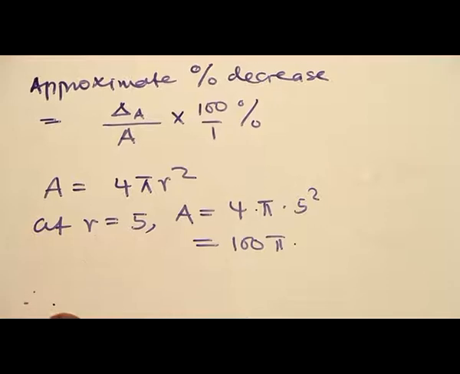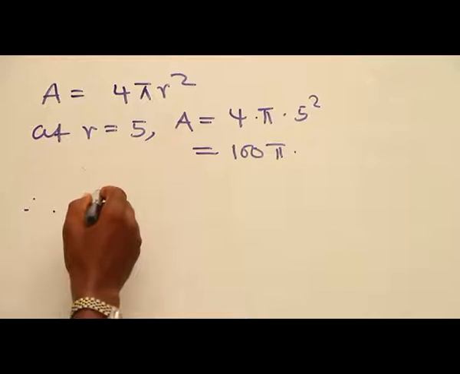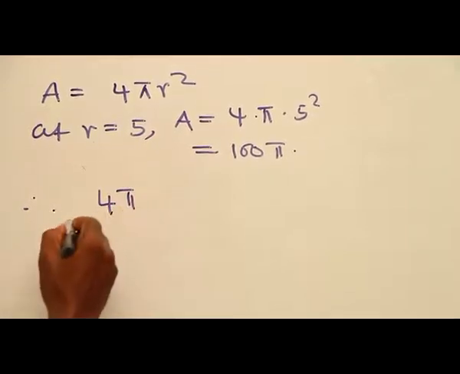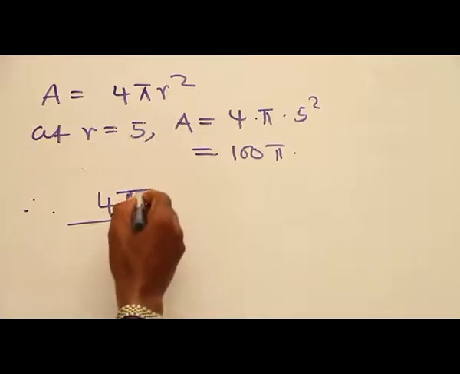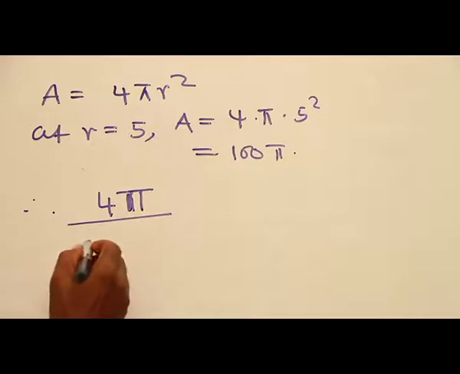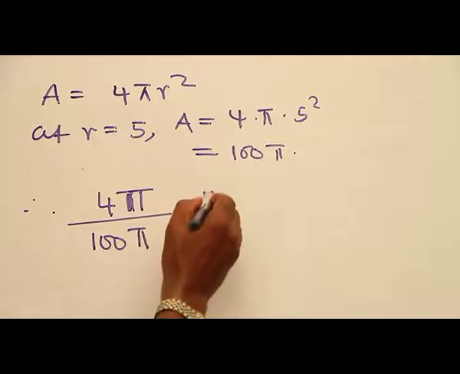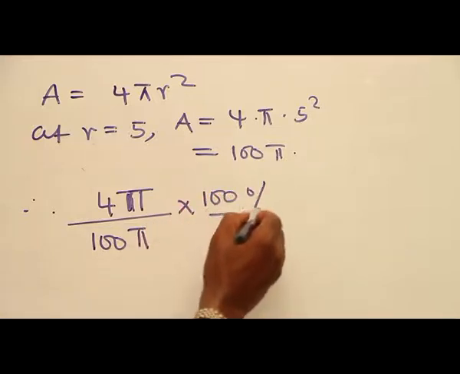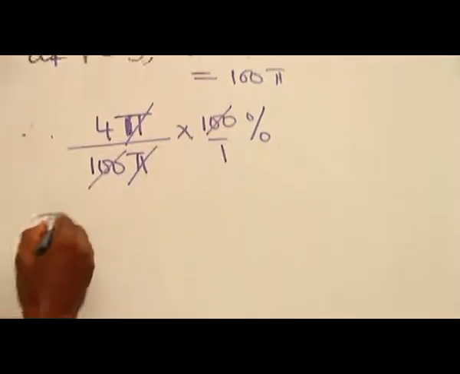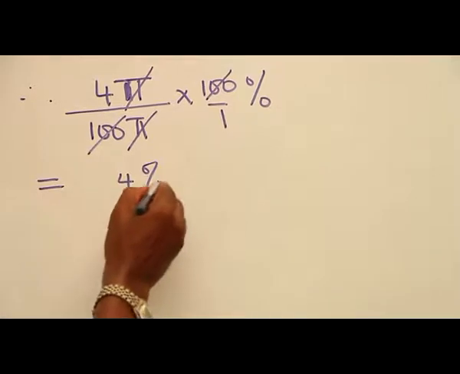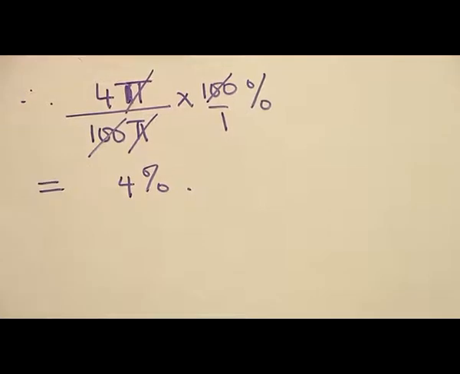Therefore, the percentage decrease is your delta A, which is 4 pi all over A, and your A now is 100 pi. Multiply this by 100 over 1%. Pi will cancel, 100 will cancel, and you are left with 4%. So this is equivalent to your approximate percentage decrease.